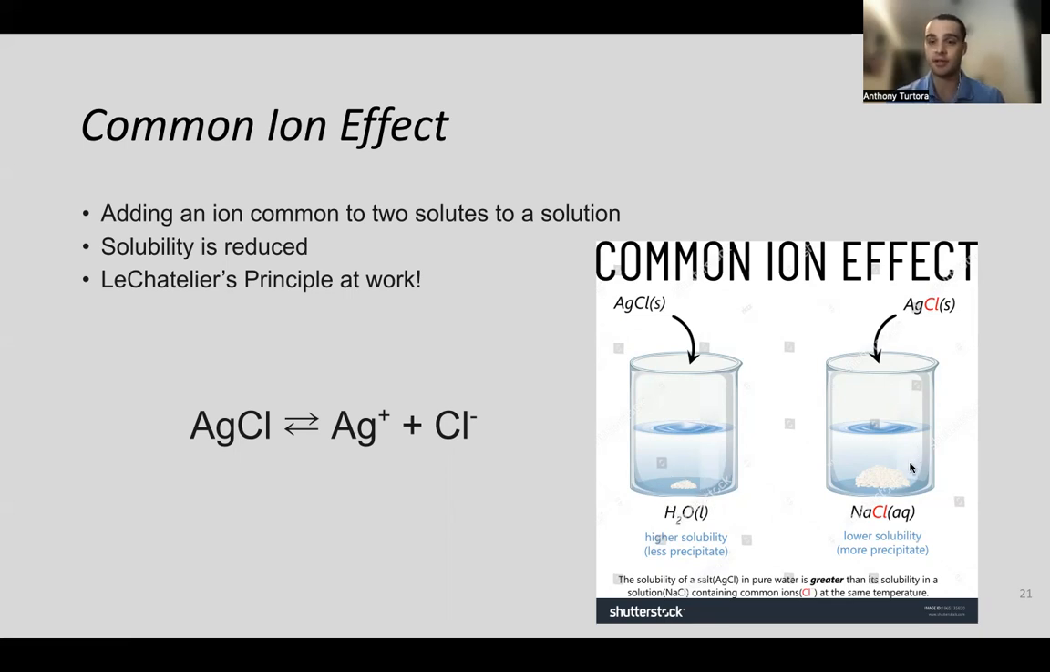But now in this case, if I already have NaCl in this solution with water, and then I add AgCl, my solubility will decrease. And if I am looking at this equation over here, the reason for this is that I have chloride ions already in solution. So when I add my AgCl, my reaction isn't going to proceed forward as much. It is going to stay more in its solid form. Therefore, my solubility will not be as much as it would if there were no ions already in solution. And this is essentially just Le Chatelier's principle.